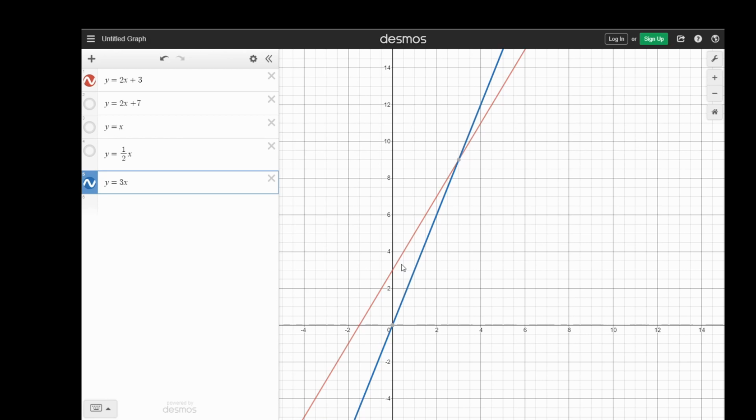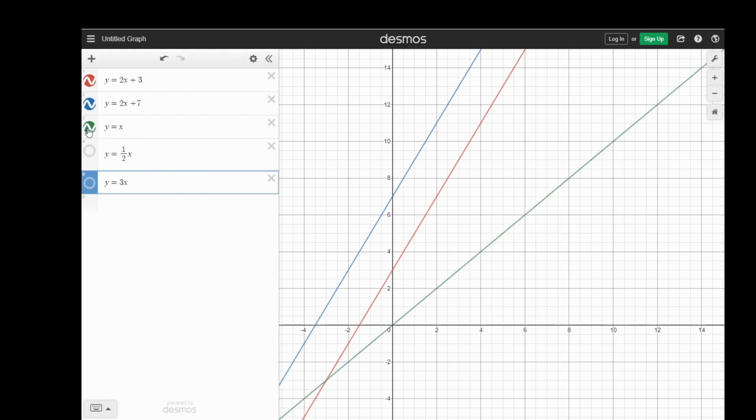So, to summarize, first and foremost, graphs with the same slope will have the same kind of steepness. Graphs with a higher starting position will intersect the y-axis at a higher point. And graphs that have a higher rate will have a steeper visual slope. There you go.